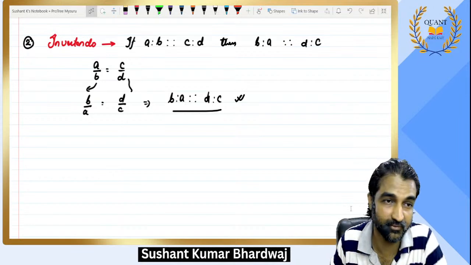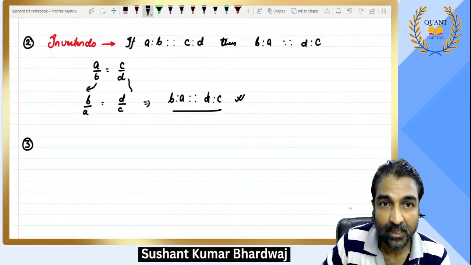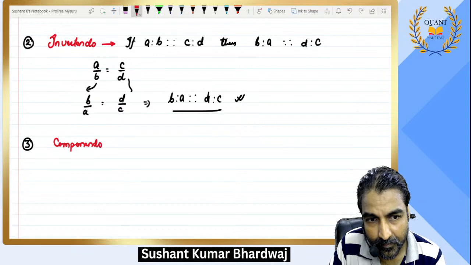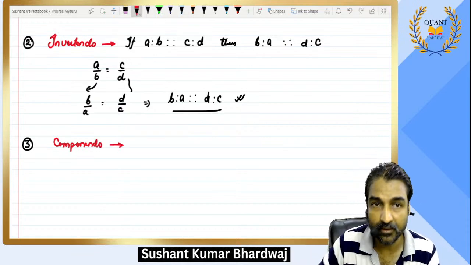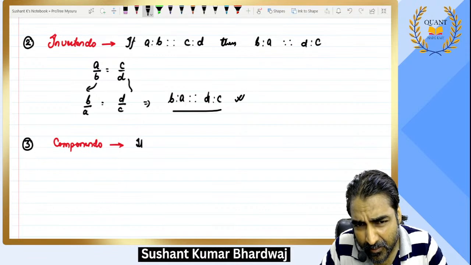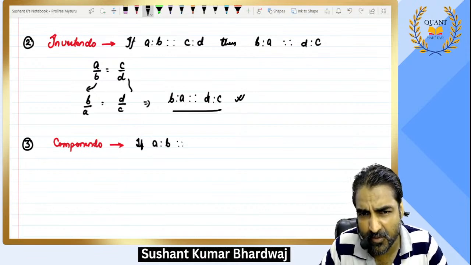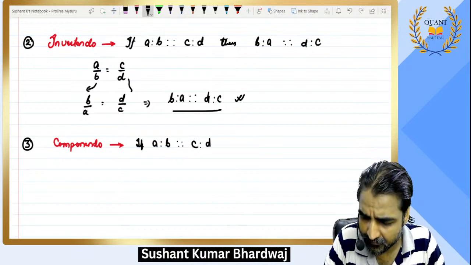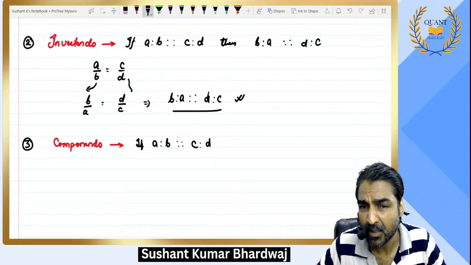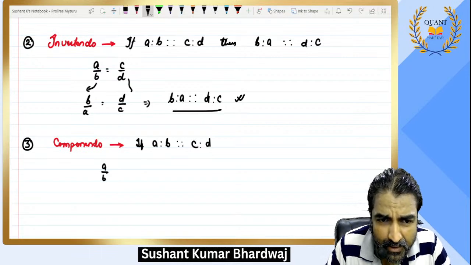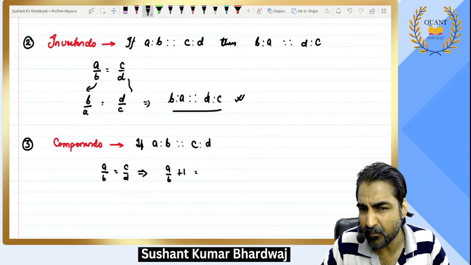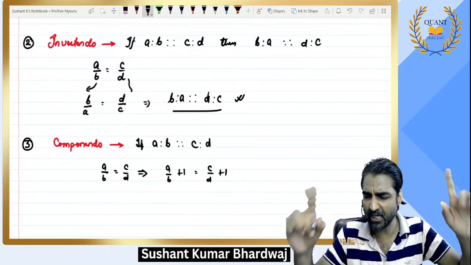Now third, componendo. Clear? Okay, now see, what is componendo? Again, it's possible only when A is to B is proportionate to C is to D. Componendo means, remember, A upon B is equal to C upon D. Applying the form, if we add 1 on both sides, there will be no change, it is unaltered.